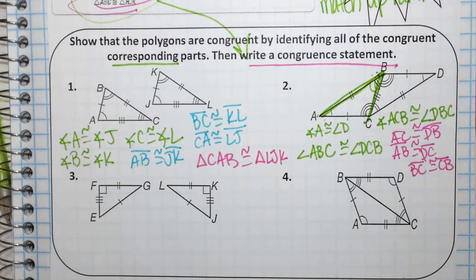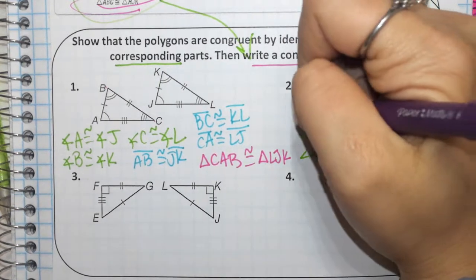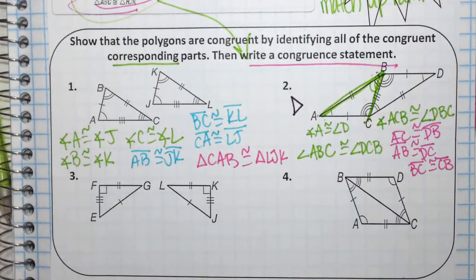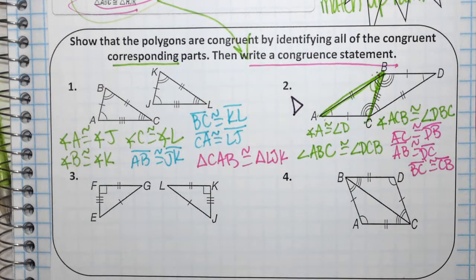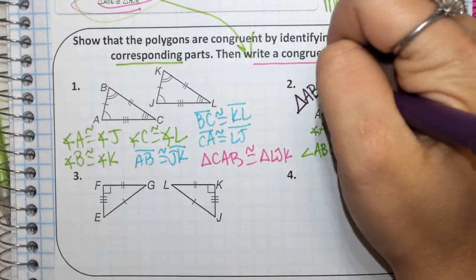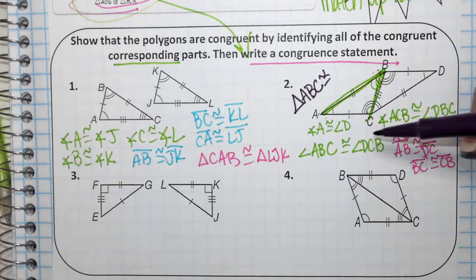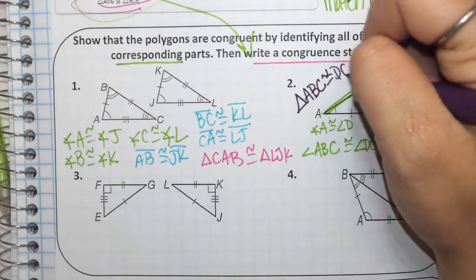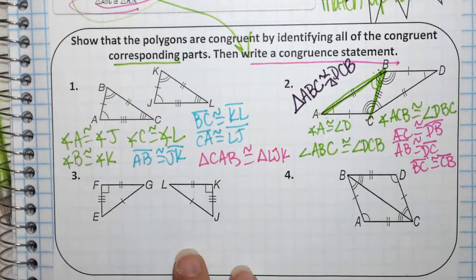Y'all know. All right, now let's write our congruent statement, which means that we need to write that our triangles are congruent. So how do y'all want to name the triangle on the left? ABC. Okay, so if I say triangle ABC, what is it congruent to? We went 1, 2, 3 over here. DCB, go 1, 2, 3. And make sure you put the triangle symbol in front of it. All right, do number 3 without me.